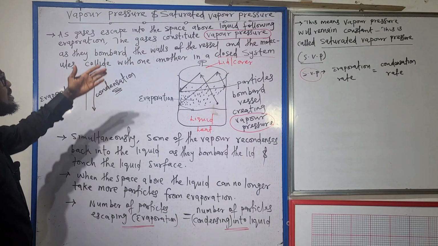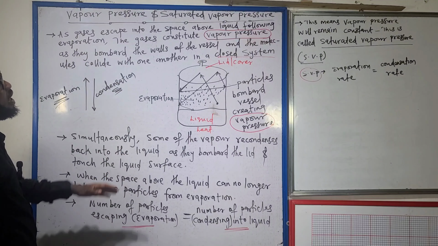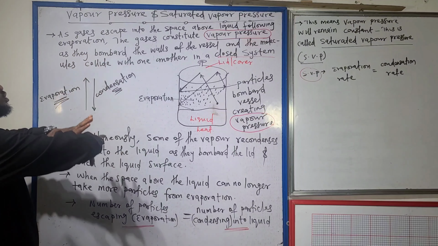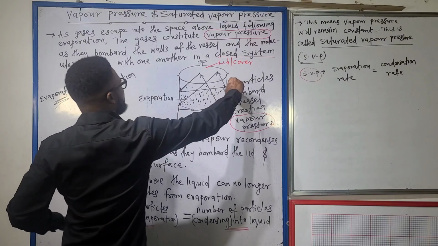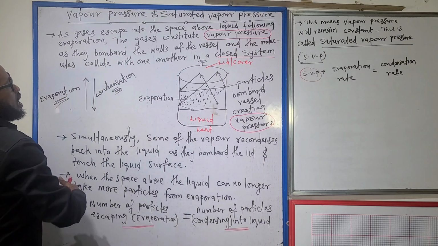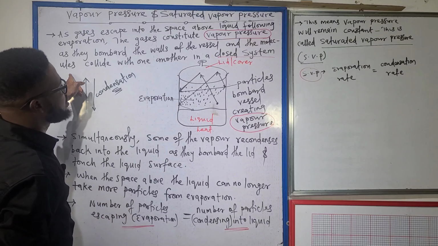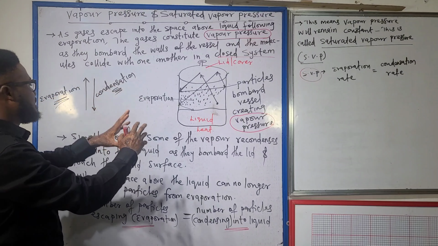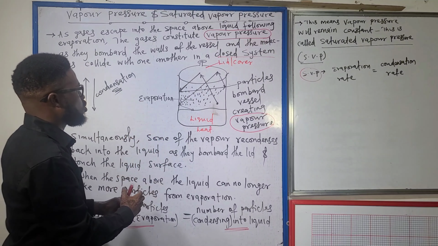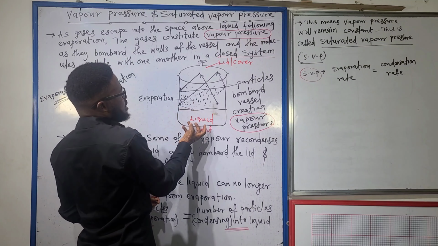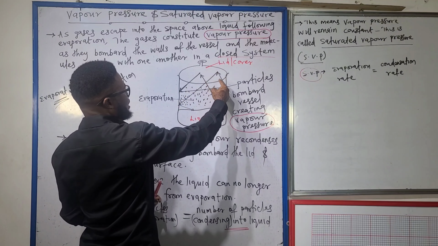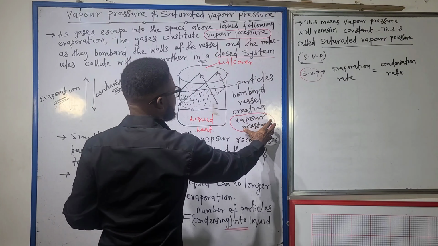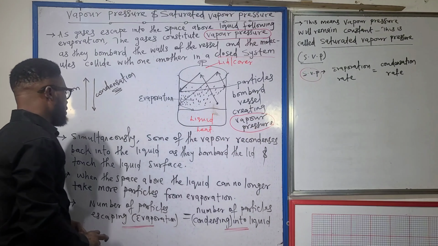As gases escape into the space above the liquid following evaporation, the gases constitute vapor pressure. Why? Because they bombard the walls of the vessel, and the molecules collide with one another in a closed system. So when evaporation happens, the particles of gases begin to move randomly, bombarding the walls, creating what we call vapor pressure.